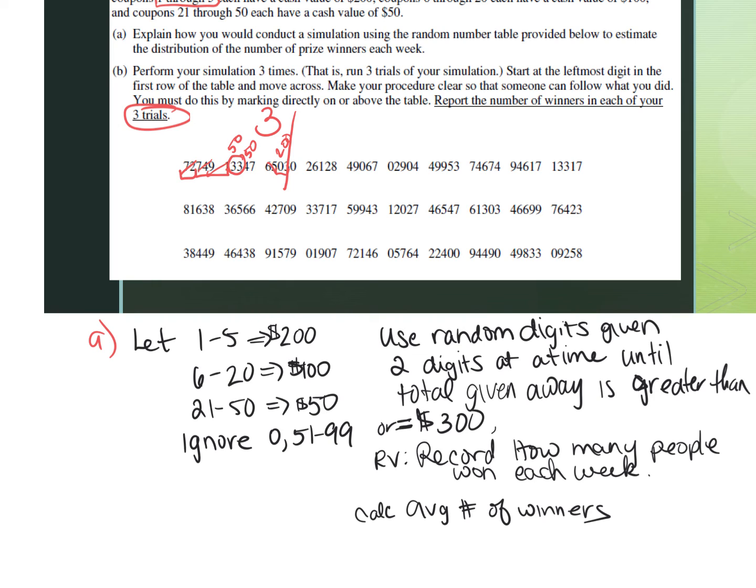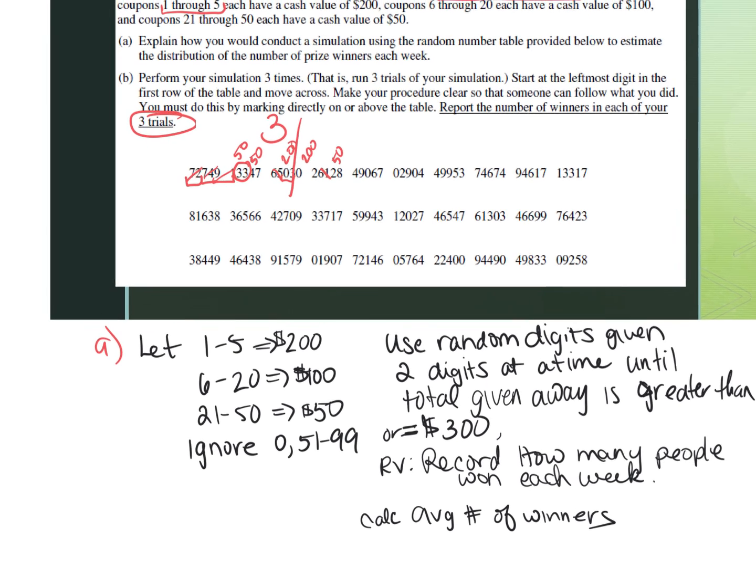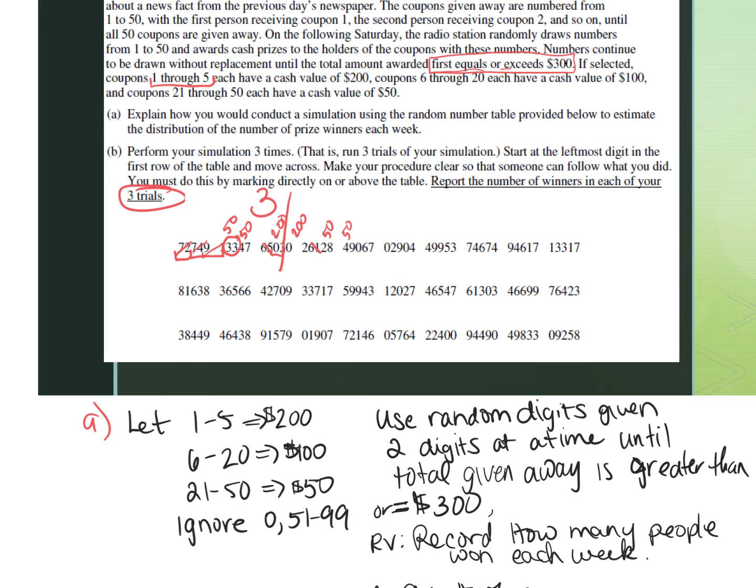So 02 is the next winner. 200. 61 is an ignore. And then 28, that person wins 50, 49, 50. That equals, right? It says equals or exceeds. So that equals, so again we have 3 winners. And my next number is 90. I'll ignore it. 67, I'll ignore it. Wait, what? Oh, I drew my line in the wrong spot. Okay, so my next number is 6.